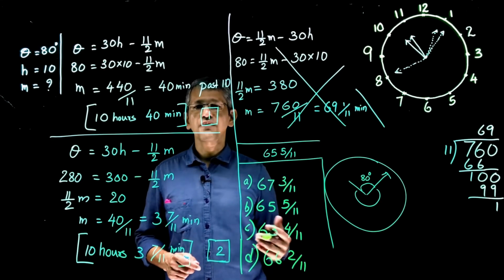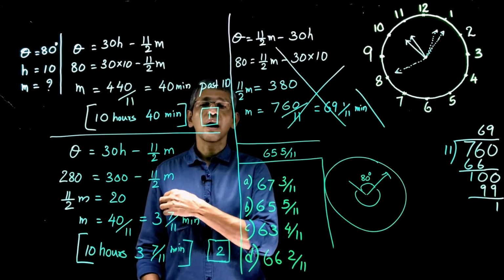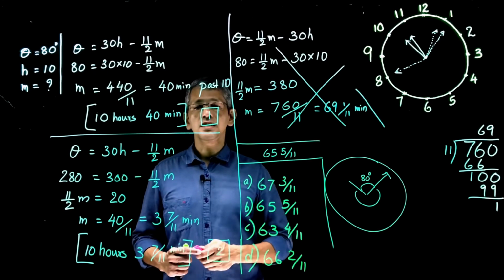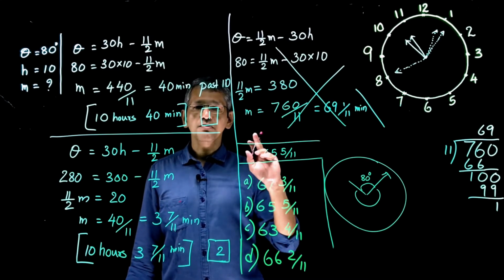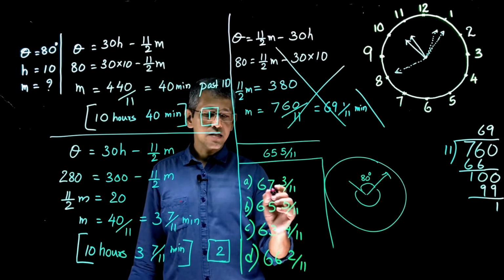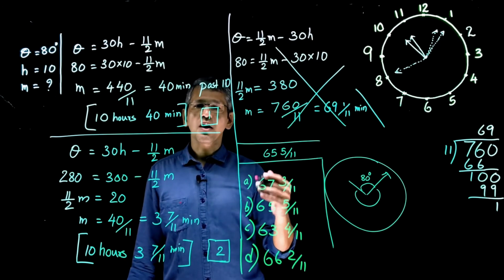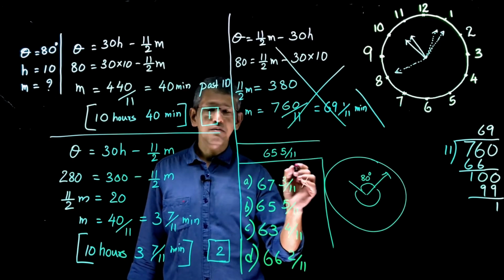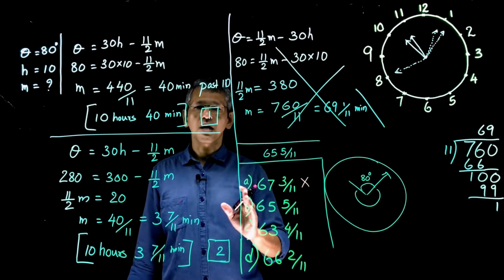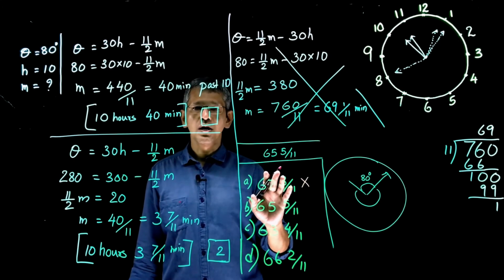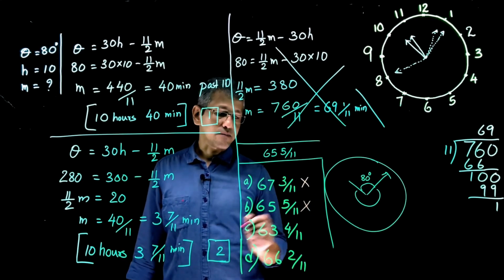That means it is running faster than the normal clock. If it is a normal clock, what would be the time gap? It is 65 and 5 by 11 minutes, correct? So if it is a gaining clock, it must be running faster than this. In this case, 67 and 3 by 11 means it takes more time. So the clock will be slow, and that cannot be the answer. And 65 and 5 by 11 means that's a standard clock. That means that clock is not a gaining clock. It is not a losing clock. It will show the exact time. So that cannot be the answer.